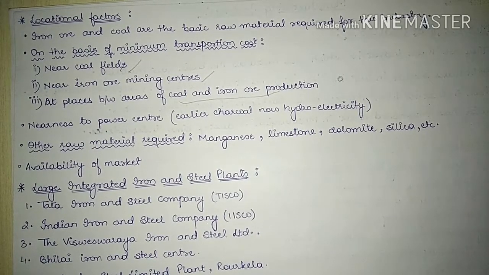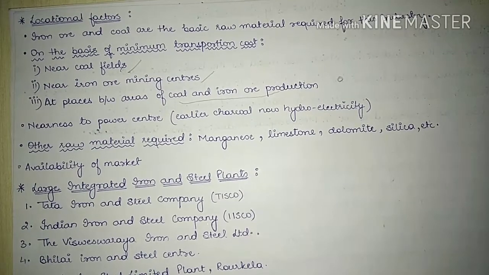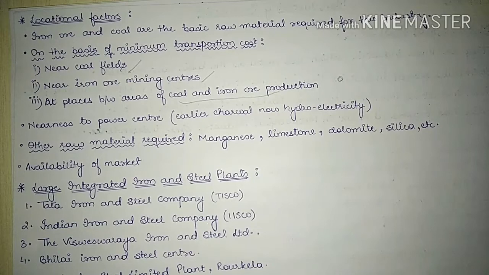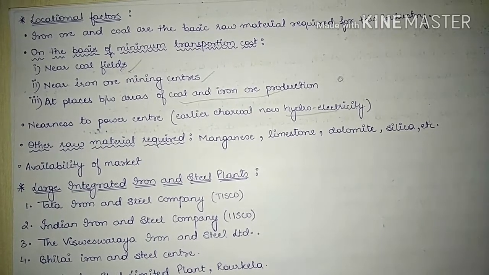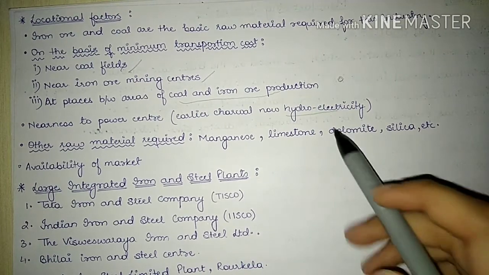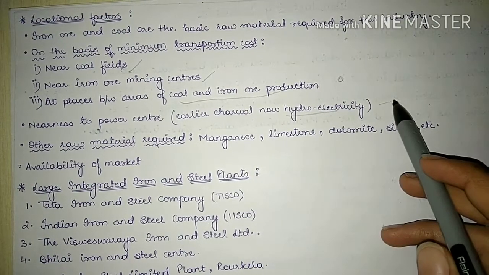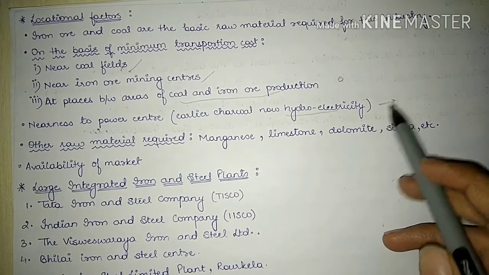Now, after the transportation cost, the other factor will be nearness to the power center. Earlier, the centers depended on charcoal, which was available locally. Now, they use hydroelectricity for electricity or power generation purposes. So for power, they require hydroelectricity, hence water availability and power plants are necessary.